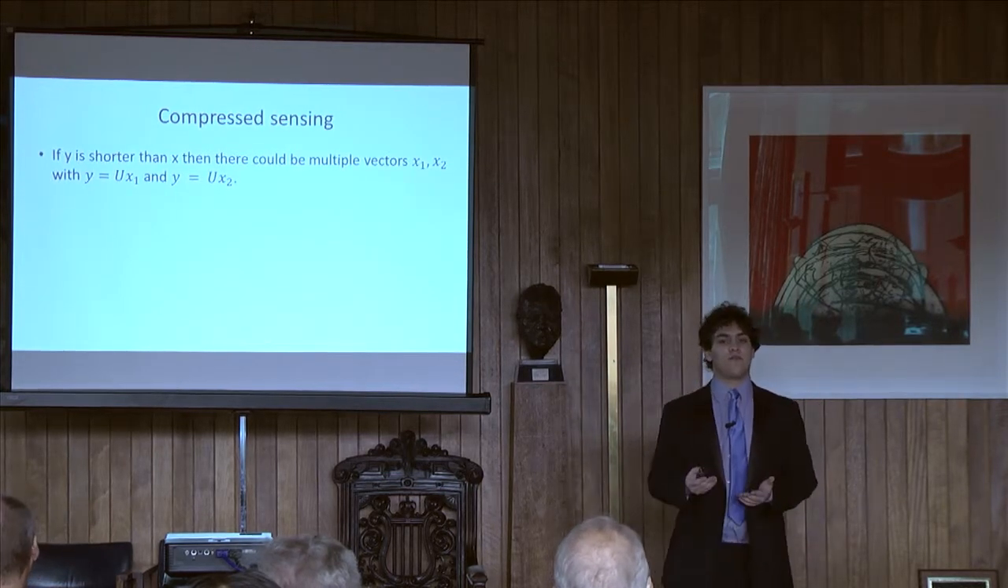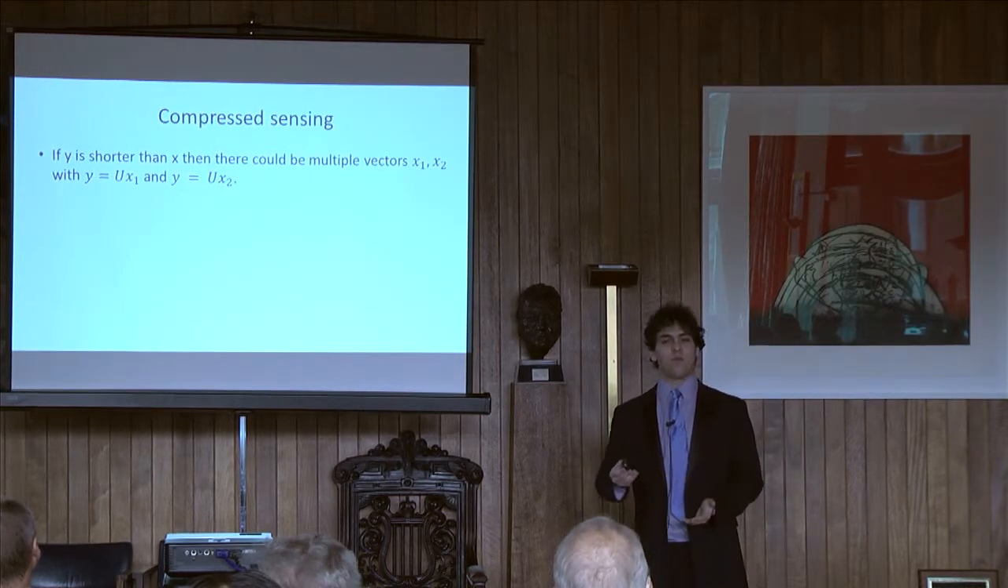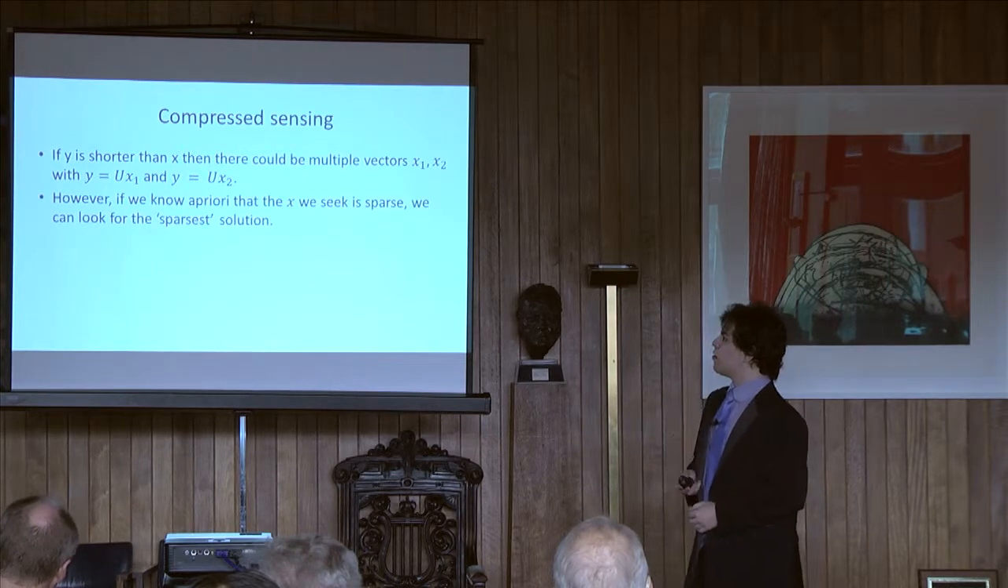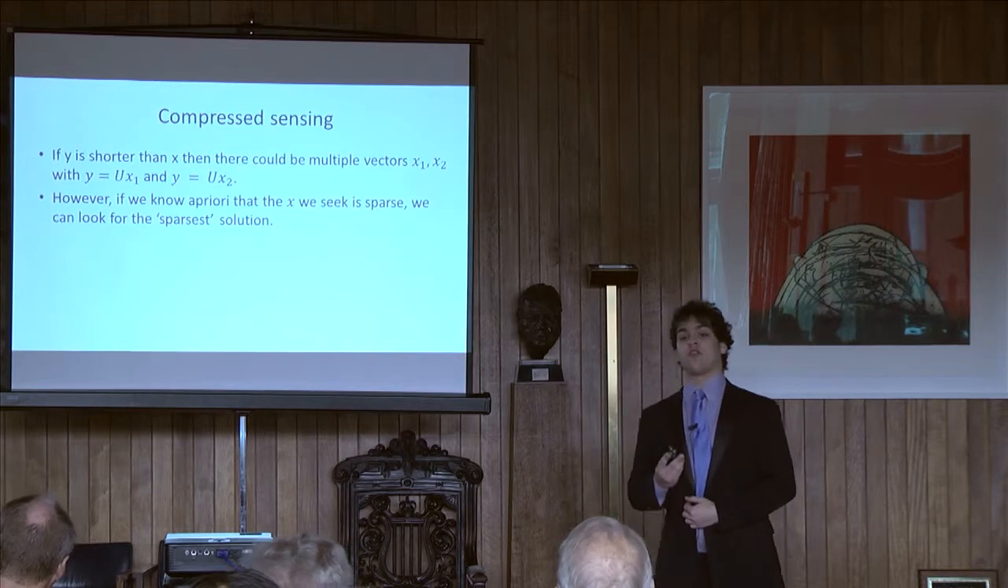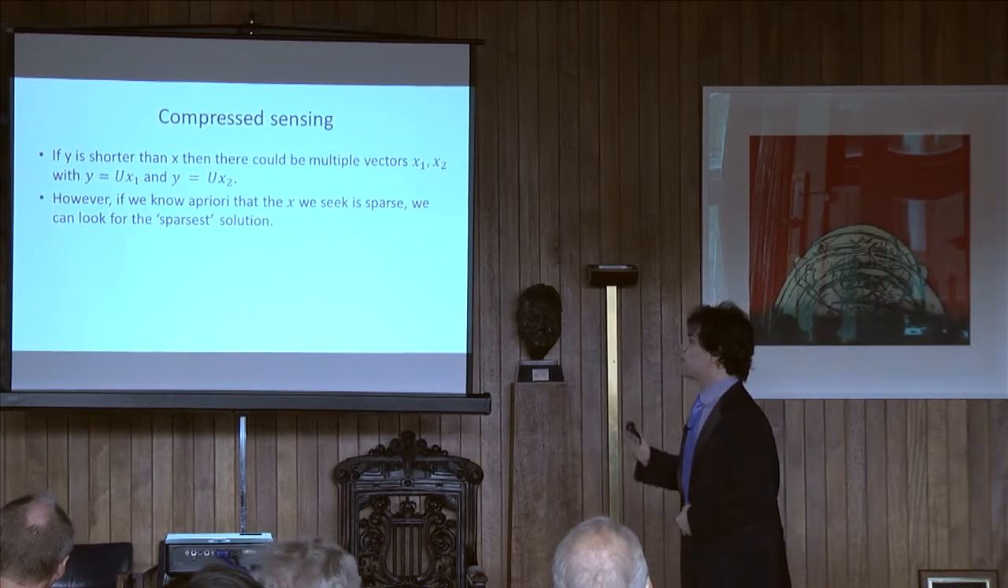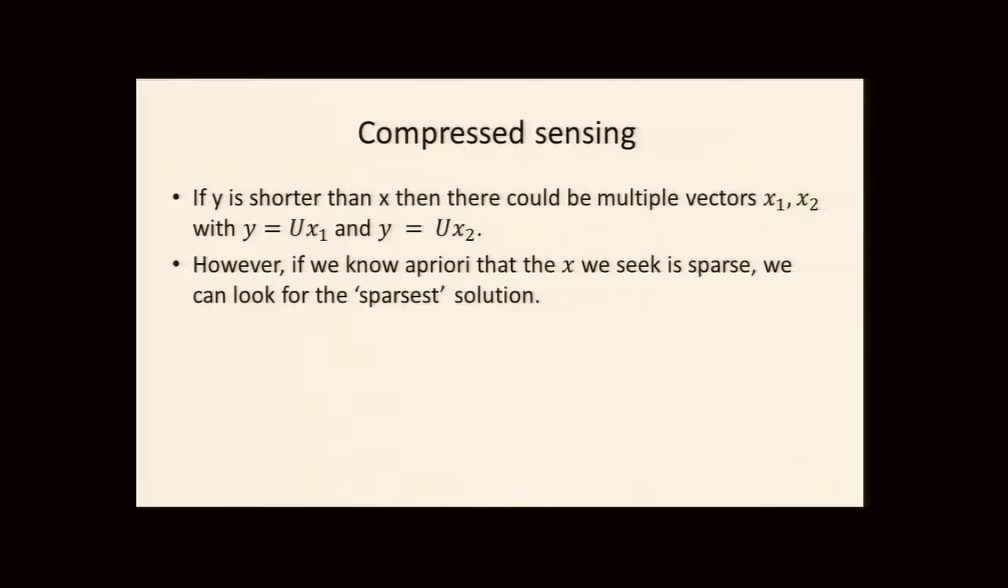So the problem is, if you have fewer measurements, you could have multiple possibilities for what your original image can be. But if you know, before starting, that your original image is going to have mostly zeros in it, then you can break this barrier. You can ask for the sparsest possible solution. And that's basically what's going on behind compressed sensing. There are a few more complications behind it, but that's the general idea.